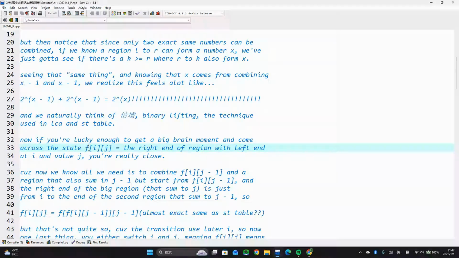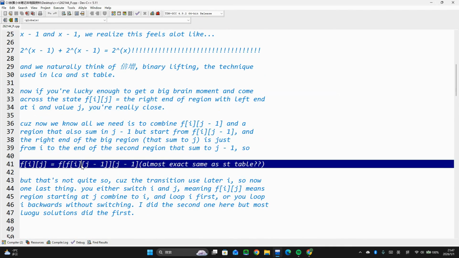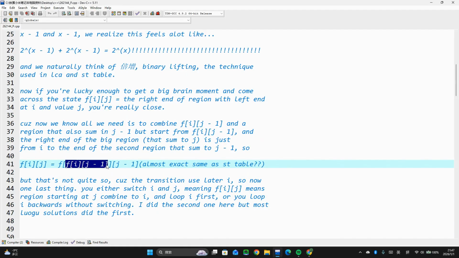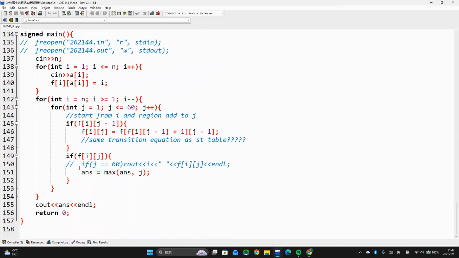If we can get to this state, we're really close, because now we can get a transition equation which is almost exactly the same as ST table, if you know how to do that. The right end of the region starting at i and making j is equal to the right end if we start at i and make j minus 1, and then start from that point and make another j minus 1. Wherever that ends is where the region ends if we make j starting from i. You can understand that, right? Everything else is exactly the same as ST table, and if there is a value, we update the answer with that value.